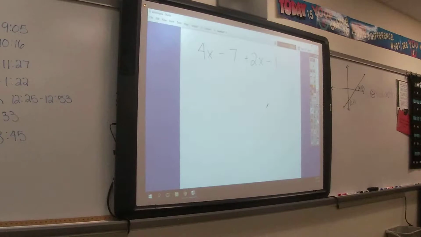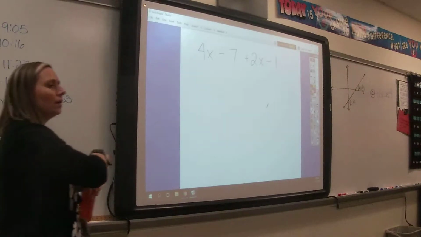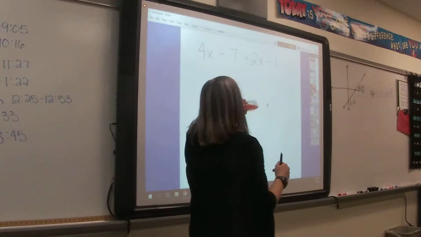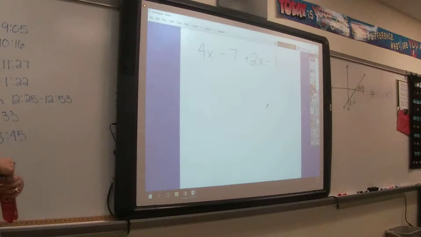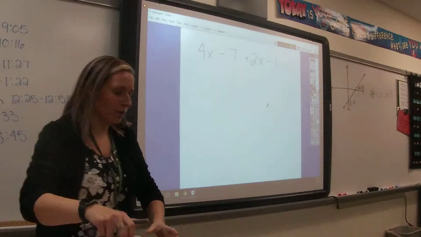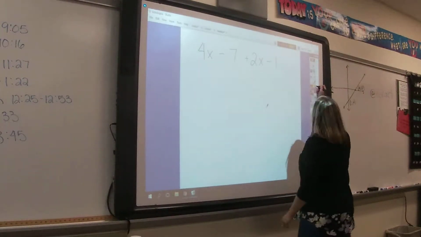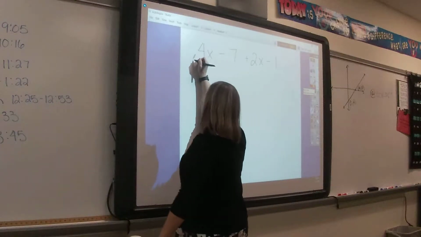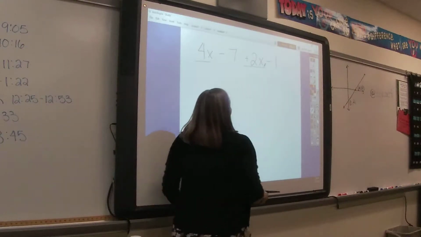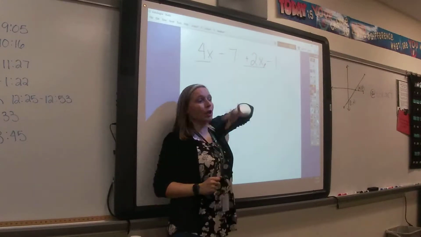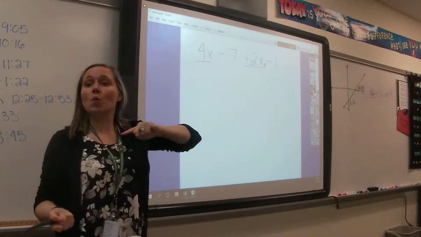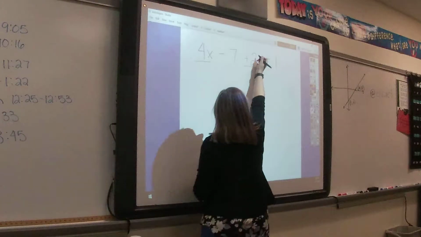How could we simplify this? Mason, what do you say? Combine like terms. What like terms? Like 4x and 3x. So how would you like to combine those, Mason? Adding them together. Why add? Because they're both positive and there's a plus sign before 2x. So does this sign affect this? No. We always look what's directly in front of it.